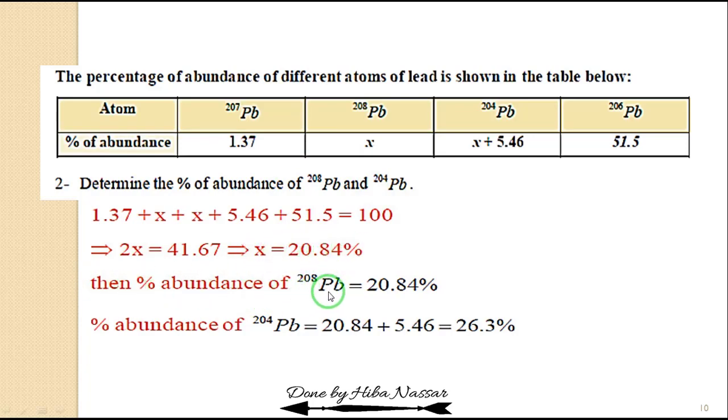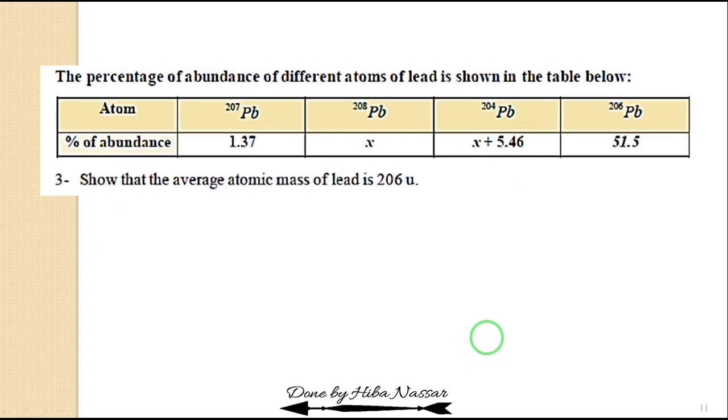Then the percentage abundance for lead 208 is equal to X, 20.84%, while the percentage abundance for lead 204 is equal to X plus 5.46, so it's equal to 26.3%. Now question number 3, show that the average atomic mass of lead is 206 U.